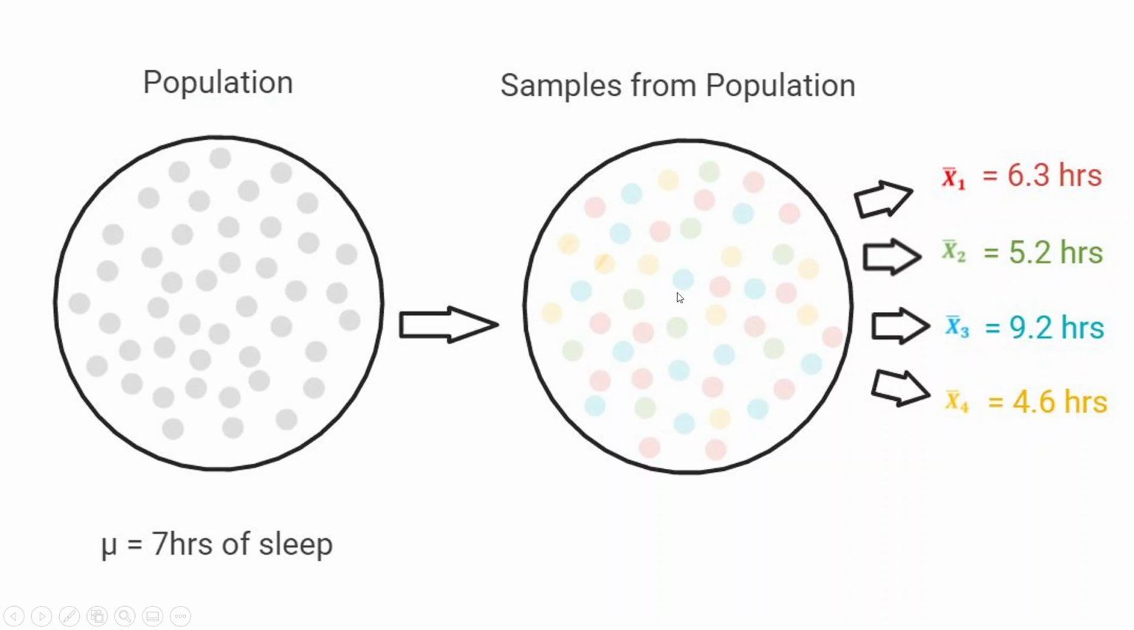But then if we were to draw another sample, that might be the green observations, and that sample mean might be 5.2. And then the third might be the blue, and we would get 9.2. And the fourth would be the yellow, and we might get 4.6 as our averages. And so the point being is that when we draw samples, the results that we get are reflective to some degree of the specific observations that we happen to draw from our population.